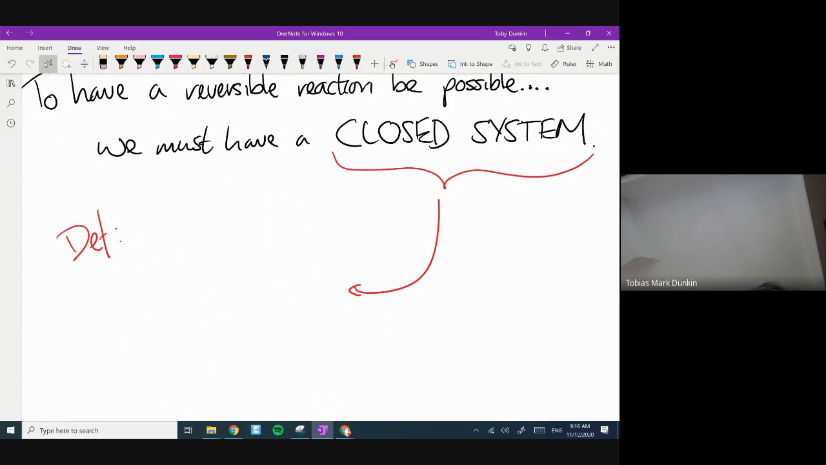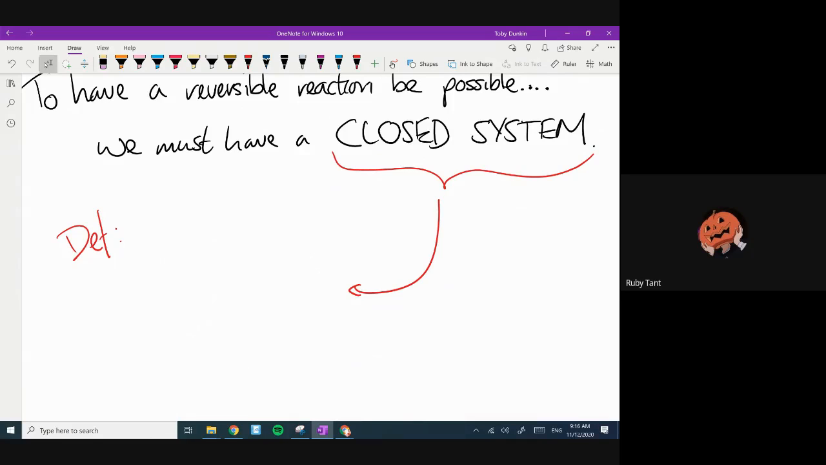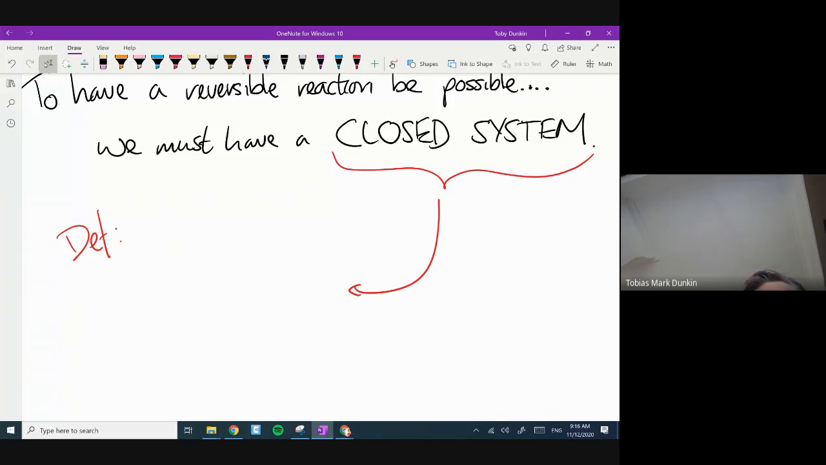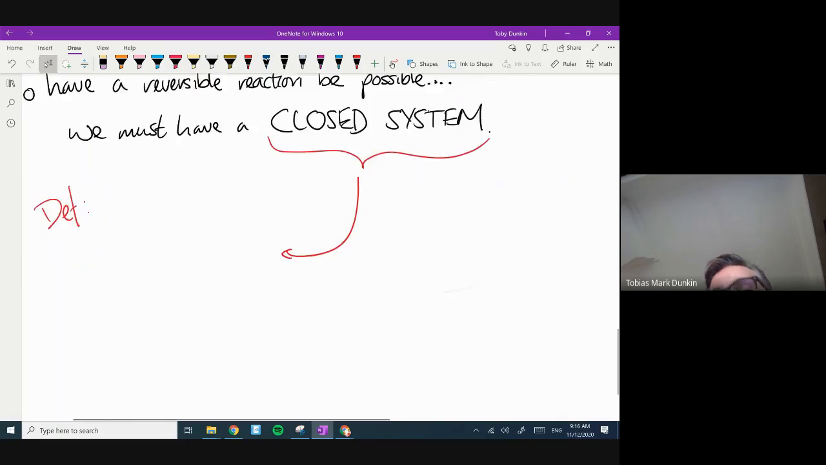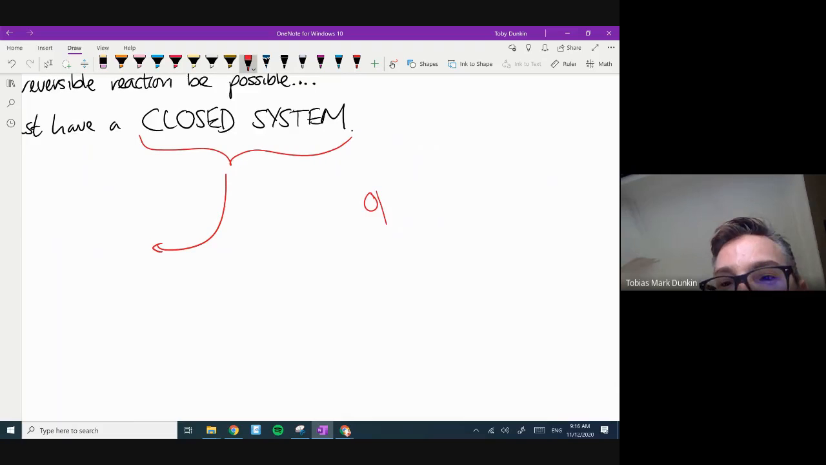What do you think a non-closed system would look like, Ruby? A system that could be open to any other. Yeah. So if I said to you, name a piece of equipment in the lab that you would consider to be an open system, what piece of equipment would you choose? Beaker? Yes, well done. An open system, Ruby, outstanding, is a beaker.